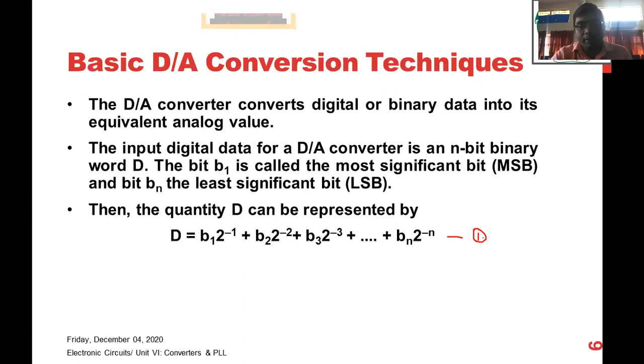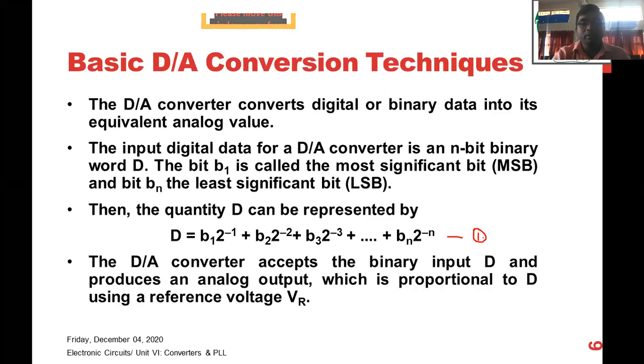Then the binary word D can be represented as D is equal to B1 2 raised to the power minus 1, plus B2 2 raised to the power minus 2, plus B3 2 raised to the power minus 3, up to Bn 2 raised to the power minus n. This is the basic representation, equation number 1, for any binary word in terms of LSB and MSB. Here Bn is the LSB and B1 is the MSB.